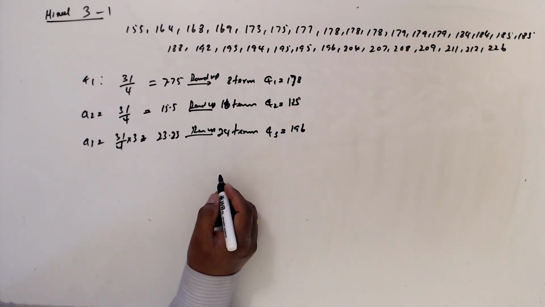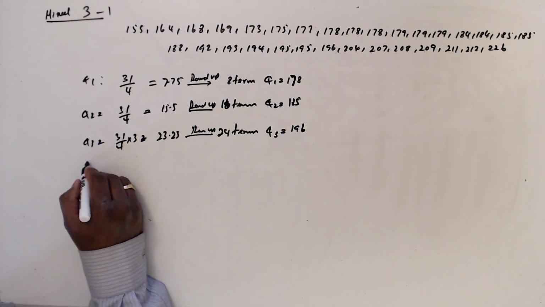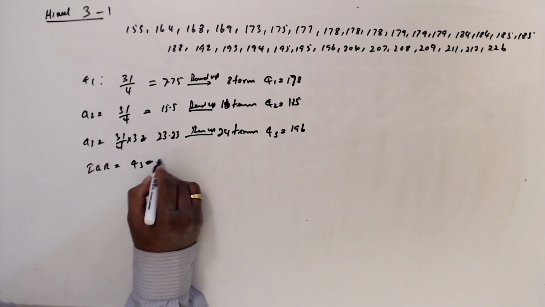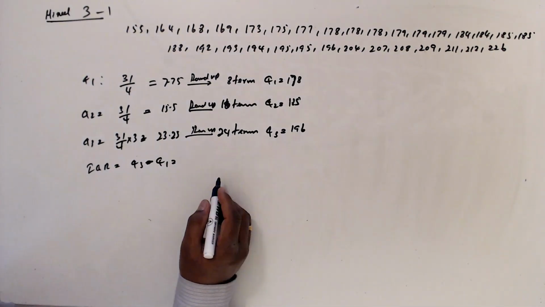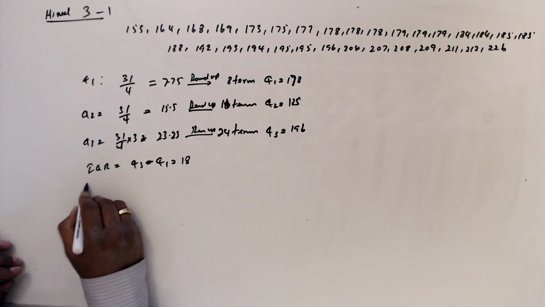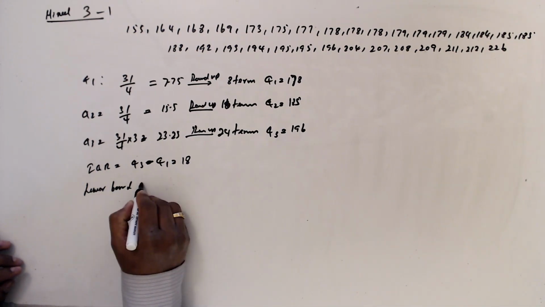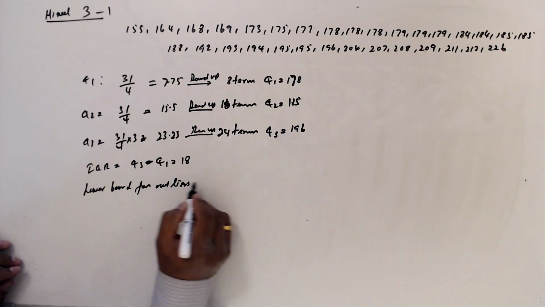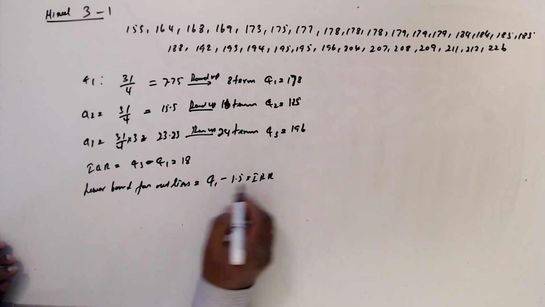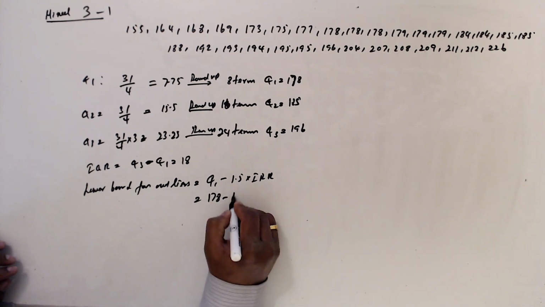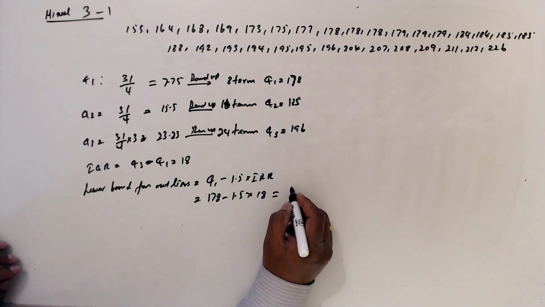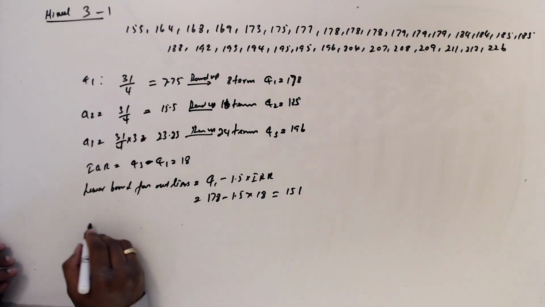196. Now we can find the IQR, which is the Q3 minus Q1 value, and it is going to be 18. Now we want to find the outliers. The lower bound for outliers is Q1 minus 1.5 times IQR. So Q1 is 178 minus 1.5 times IQR, which is 18. So this value is going to be 151.